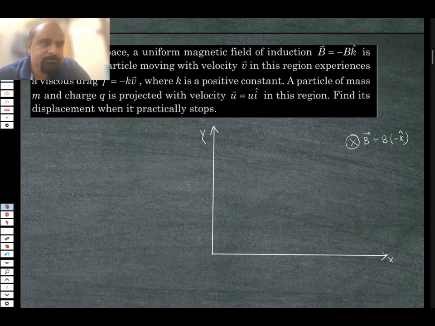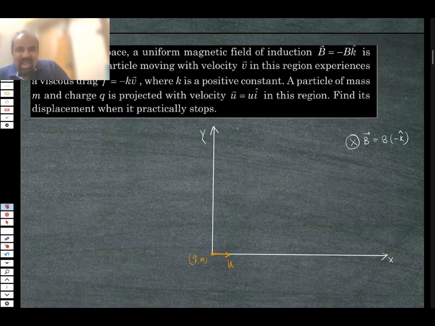Now a particle is projected with this velocity in this region. By the way, it's not given that it is to be projected from the origin, so you can project from anywhere, but let's keep it simple and project this particle from the origin in this direction. So here is this particle whose charge is q and mass is m, and it is projected in this direction with initial velocity u i cap. So I'm just going to write u.